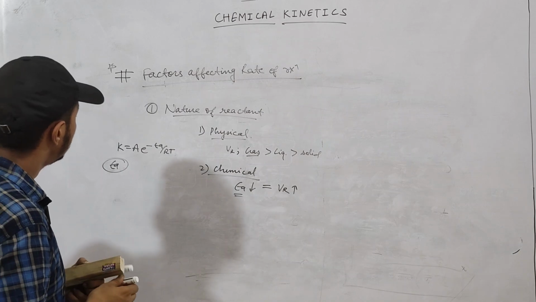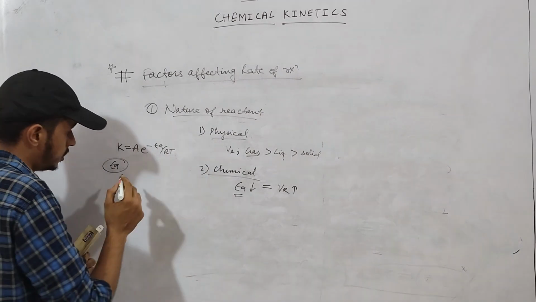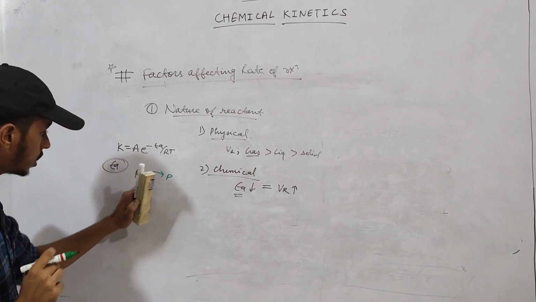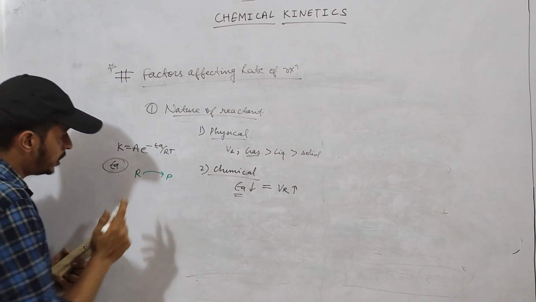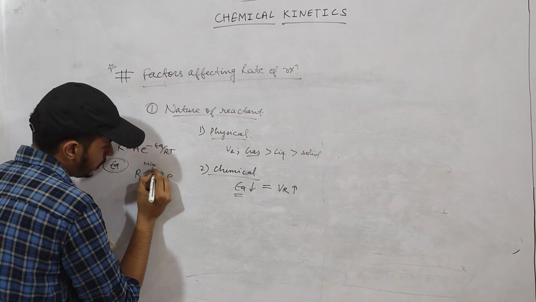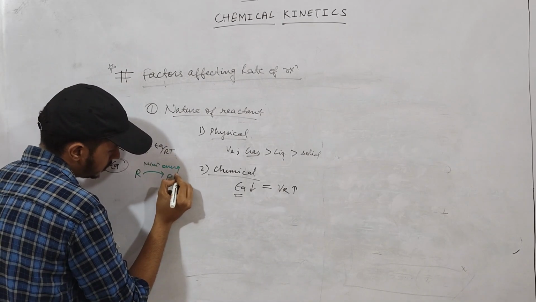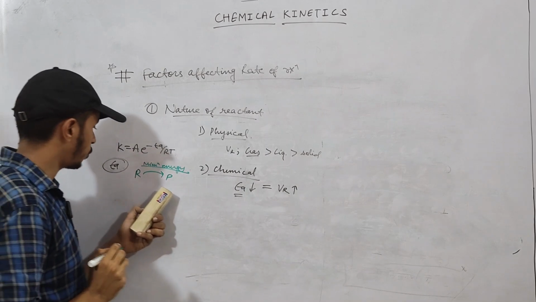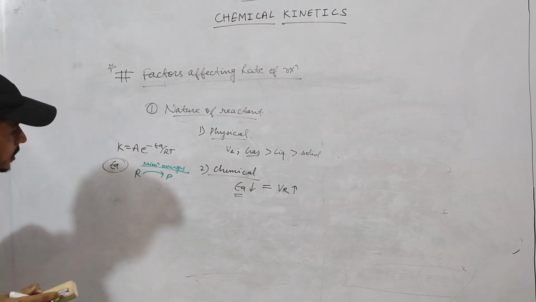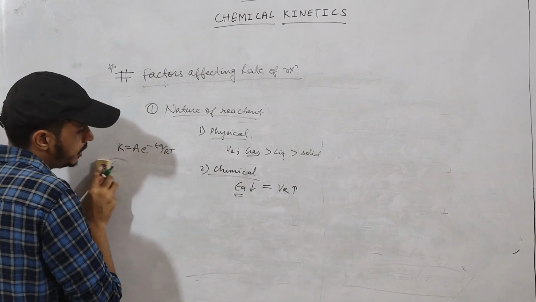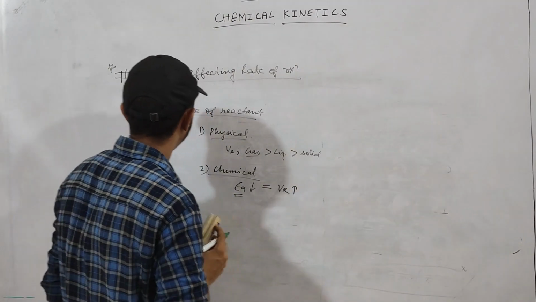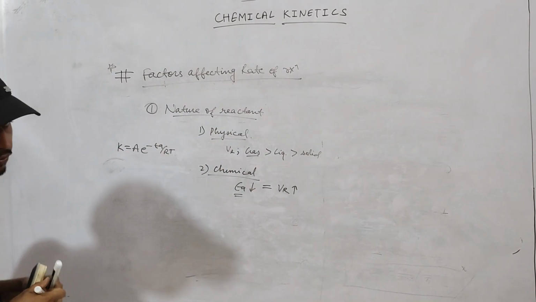Activation energy is the minimum amount of energy required for a reactant molecule to convert into product. When reactant molecules are converted into product, that minimum energy which is required to convert reactant into product is known as activation energy. So when this minimum energy decreases, the rate of reaction increases. So this is the nature of reactant.